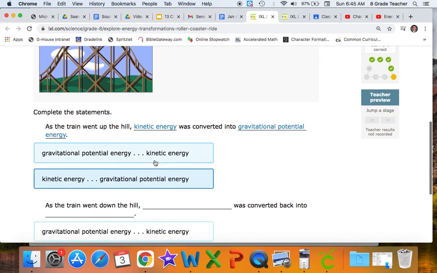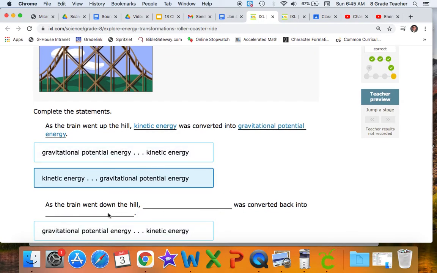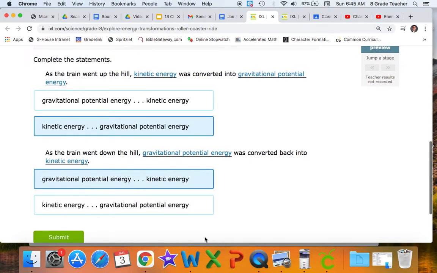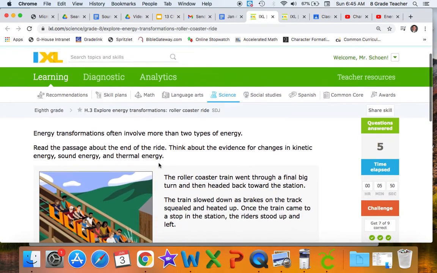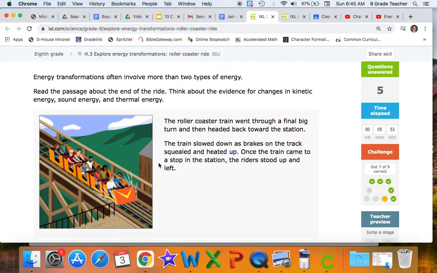As the train went down the hill, what was converted into what? We'd say gravitational potential energy was changed back into kinetic energy because it sped up again. Energy transformations often involve more than two types of energy. Read the passage about the end of the ride.